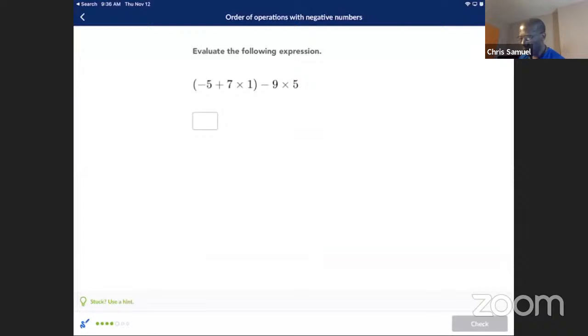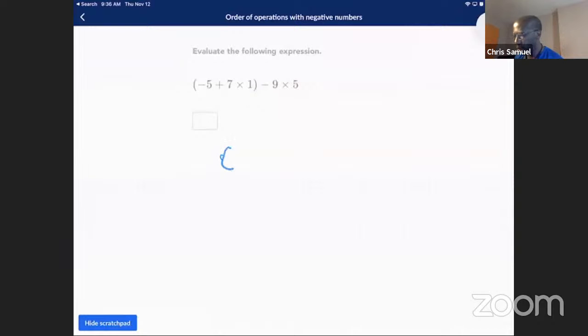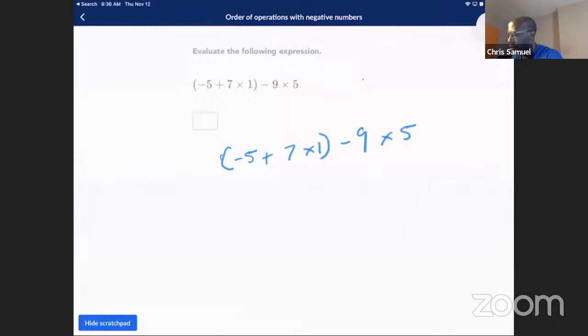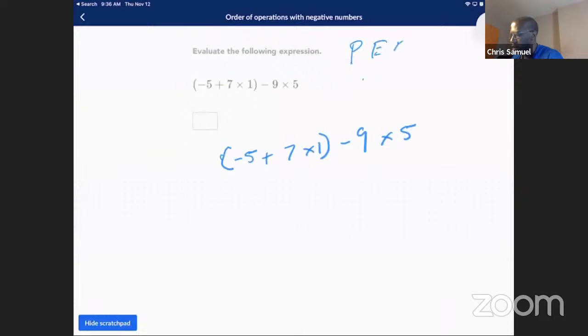Okay. Now we have the next one, where we have -5 plus 7 times 1 minus 5. And then what we do is, once we do all of this, we could start off with PEMDAS again. So we'll say PEMDAS again. We start off with the parentheses.